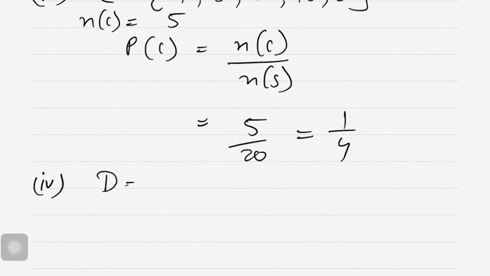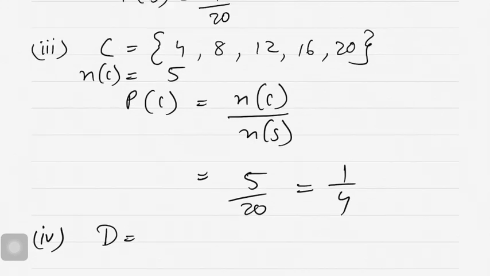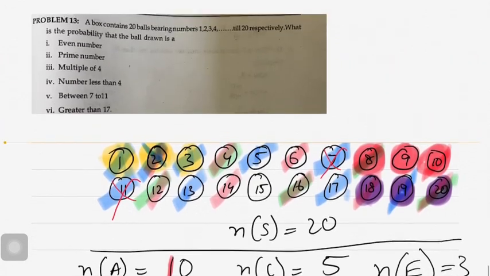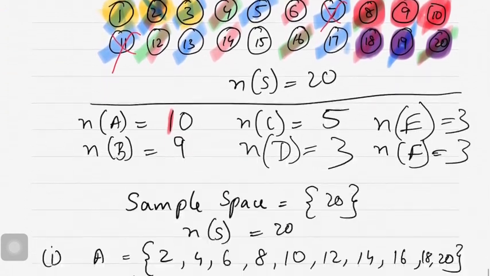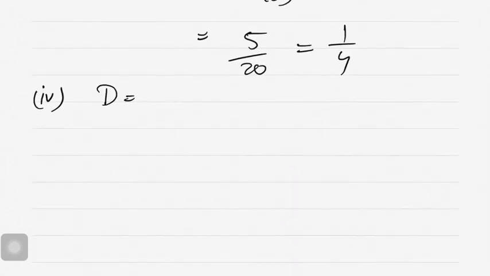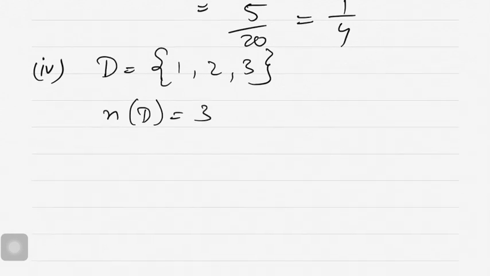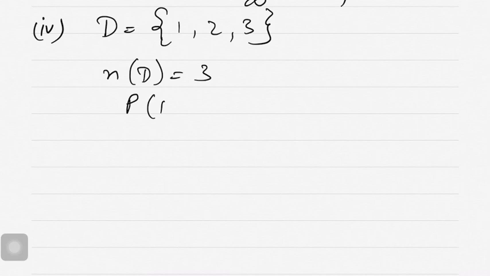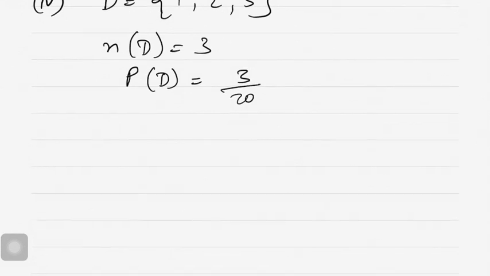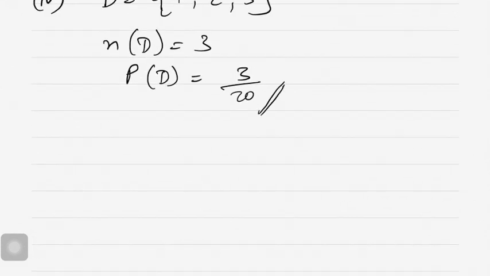Now, fourth part. D. What is D? Number less than 4. Okay. Number less than 4 is 1, 2 and 3. So N of D is equal to 3. P of D will be 3 by 20. Correct?